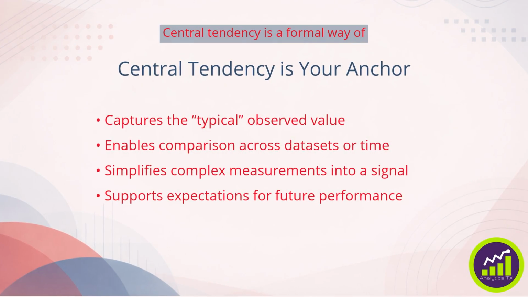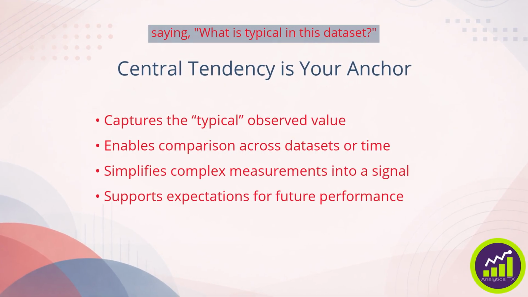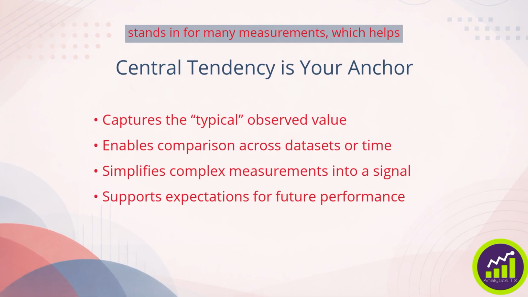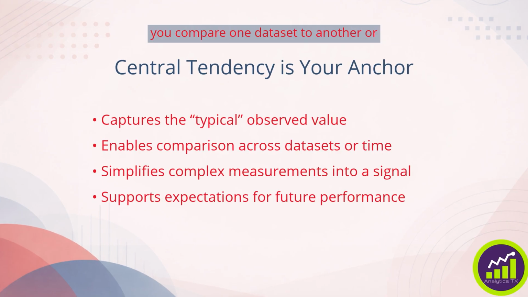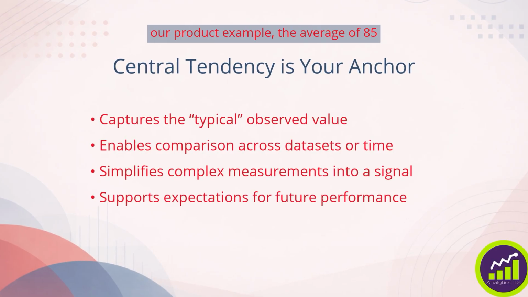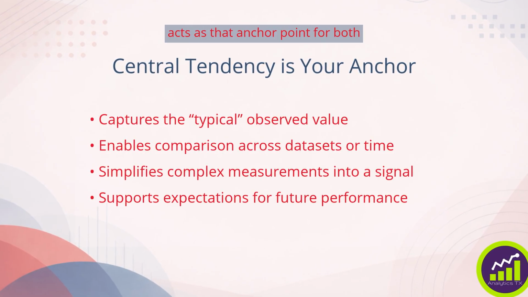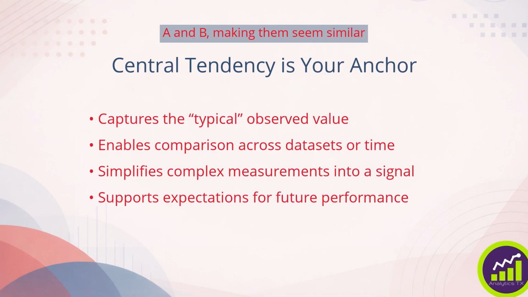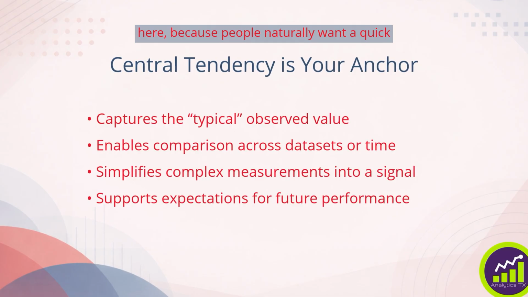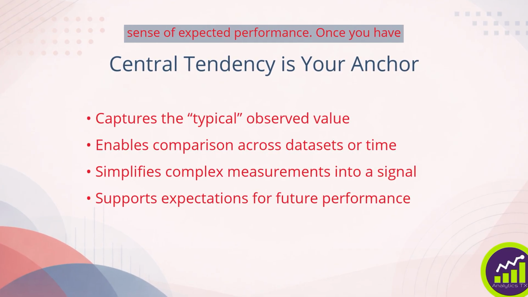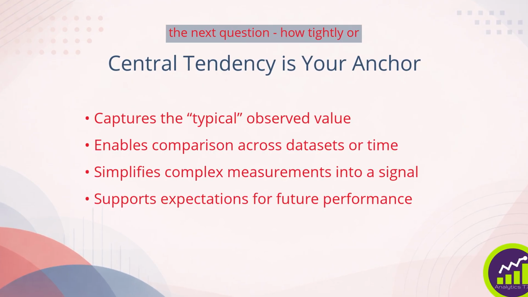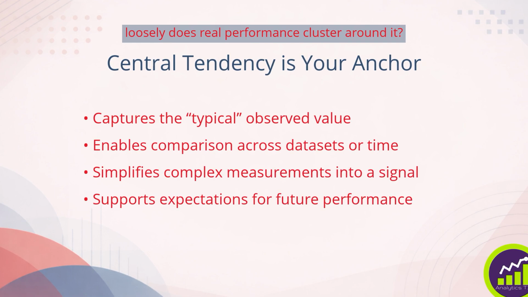Central tendency is a formal way of saying what is typical in this dataset. It gives you a single value that stands in for many measurements, which helps you compare one dataset to another or compare performance over different time periods. In our product example, the average of 85 acts as that anchor point for both A and B, making them seem similar at first glance. Business conversations often start here because people naturally want a quick sense of expected performance. Once you have that anchor, you are ready to ask the next question: how tightly or loosely does real performance cluster around it?